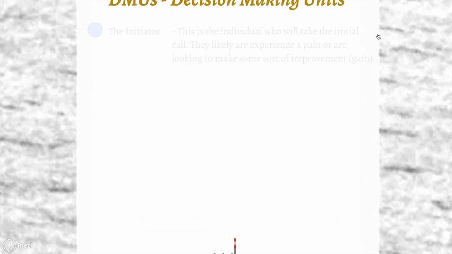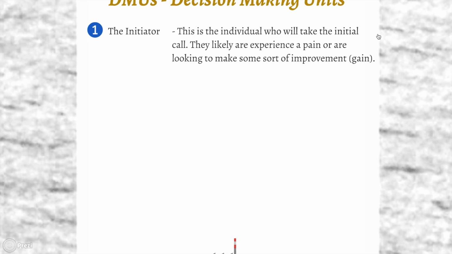Next, we're going to talk about DMUs, or decision-making units. The stats out there show that more and more individuals are involved in making a decision within organizations, and you simply can't get to all of them. You don't have access to all of them. Let's identify 5 different roles of decision makers within an organization.